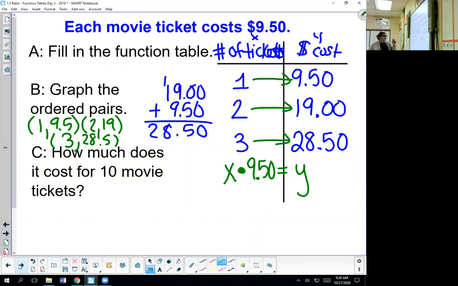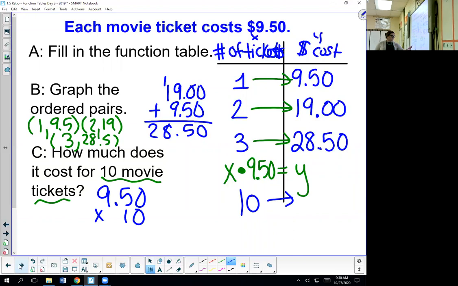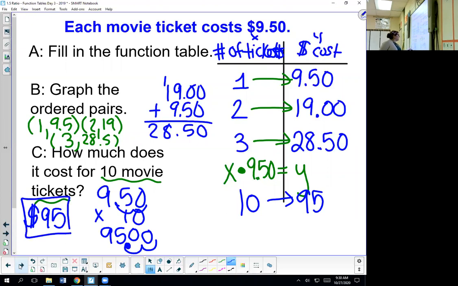How much does it cost for 10 movie tickets? So 10 movie tickets would be on this side. I want to know the cost. Well, I showed you tricks with the zeros here. I have $9.50 times 10. Pretend you ignore the zeros here, right? This is 95 with 2 zeros. I move the decimal twice. 1, 2. Costs $95 for 10 tickets. That's true. That is what it would be. So it's $95 for 10 tickets.